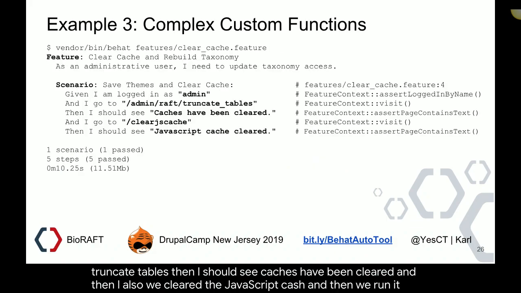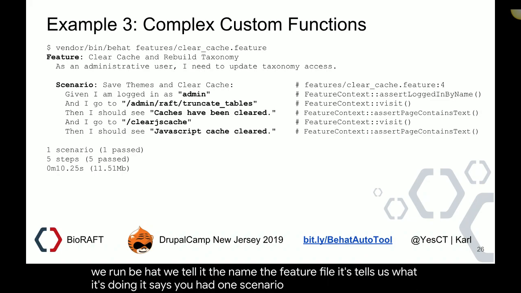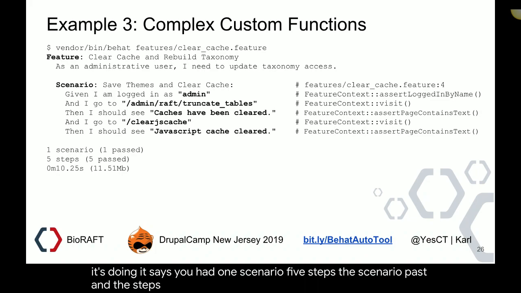And then we run it. So we run Behat, we tell it the name, the feature file. It tells us what it's doing. It says you had one scenario, five steps, the scenario passed, and the steps passed.